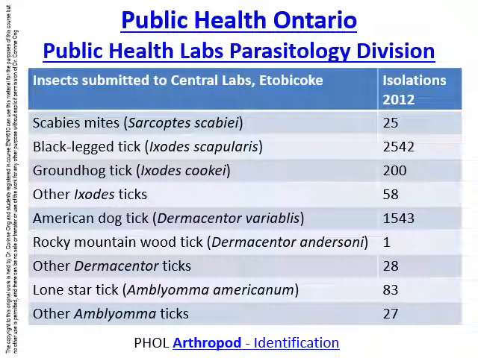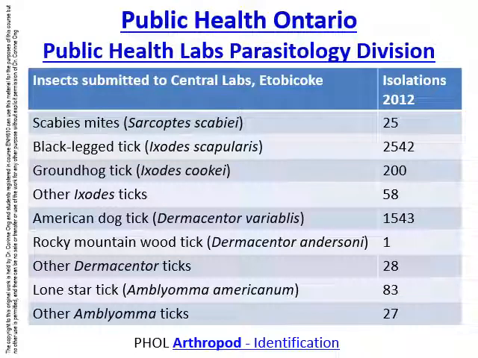Over the past years, the public health labs in Ontario have identified many different types of arthropods. You can see from the list here a sample of what has been found. The most common arthropod identified are black-legged ticks, that's Ixodes scapularis. More than 2,500 submissions were found to be positive. And second to that is the American dog tick, that is Dermacentor variabilis. Less common ticks are the groundhog tick and the Lone Star tick.